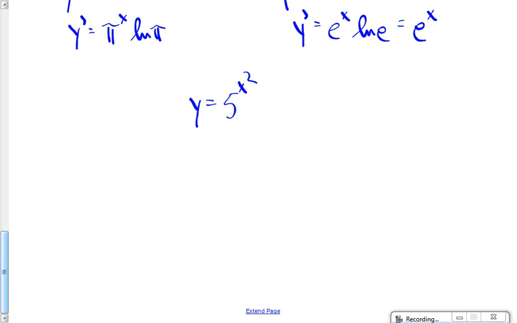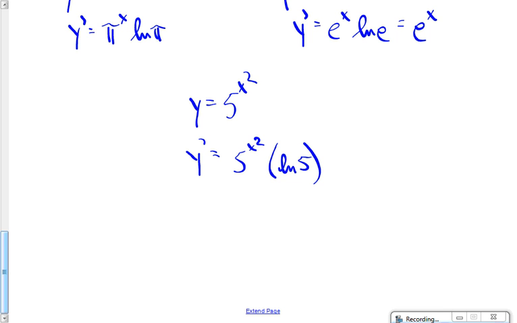Okay, what about 5 to the x squared? Oh my goodness, can we do this? We probably can. What it really comes down to is it's just an exponential function with a function in the exponent, right? So y prime, bear with me, if it's an exponential function, it's its own derivative times a scale factor. With me so far? It's 5 to the x squared times the natural log of 5.